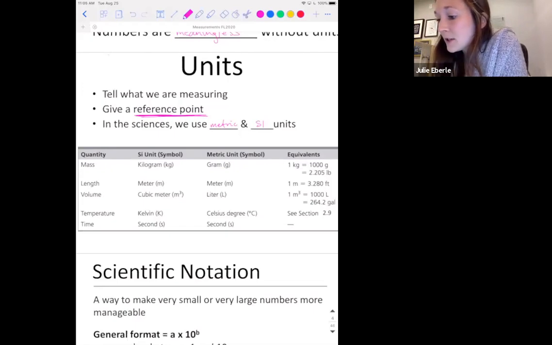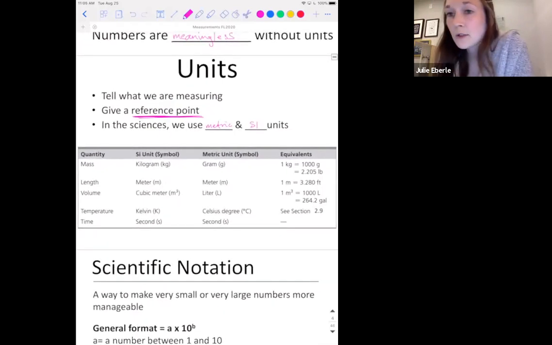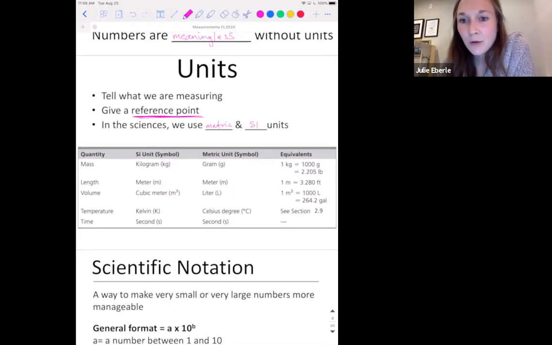All right, back to units. In the sciences, we use metric and SI. So mostly for this class, we're going to use metric units. But I want to ask this question, and feel free to unmute yourself here if somebody has an answer. Why would we need a system of international units? Why would that even be important?